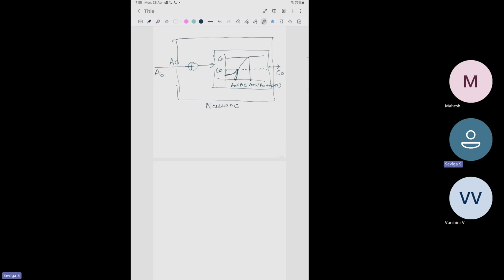So for the sigmoid function, the derivative will be like this. So this is 0, this is 0, this is 1, and this is 0.2. So when the curve is flat, the slope is 0. When the slope is 0, the derivative is 0. So the derivative is 0.